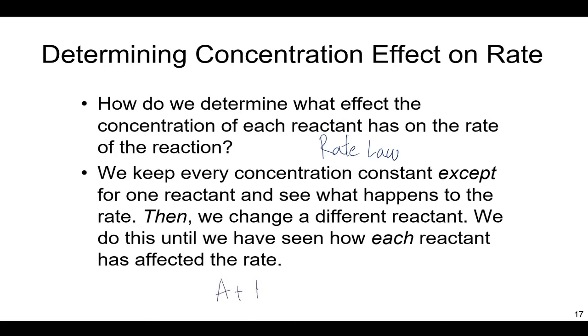So if you have A plus B plus C goes to D, well, first you hold B and C constant and change A and see what effect it has on D, right? Is it a one-to-one ratio? Then you hold A and C constant and change B. Maybe you double B and D goes up by a factor of four and there's sort of a squared relationship between them, et cetera, et cetera. So that's how we do it experimentally. We move through reactant A, then B, then C, holding the other two constant, and seeing what effect it has on the overall conversion from reactants to products.